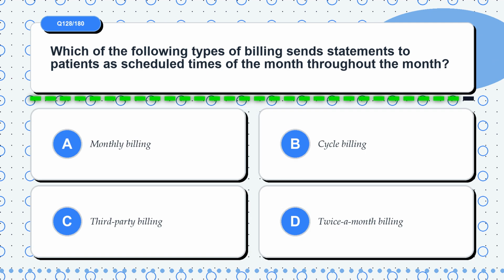Question 128. Which of the following types of billing sends statements to patients at scheduled times of the month throughout the month? Here are the options. Option A, monthly billing. Option B, cycle billing. Option C, third-party billing. Option D, twice-monthly billing.